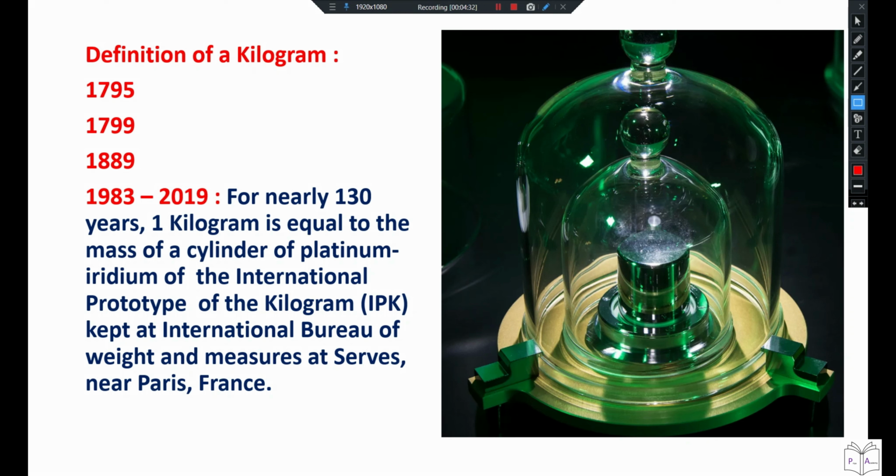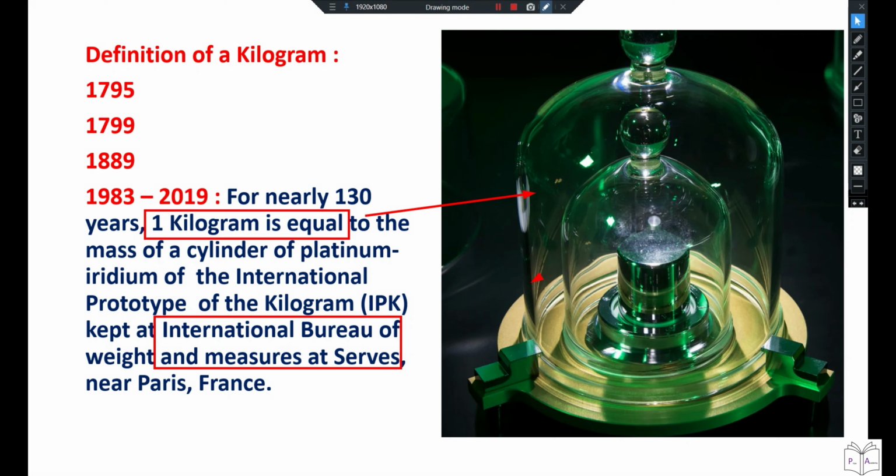Which means that 1 kilogram is equal to the mass of the cylinder shown in figure. Okay, where is this cylinder? This cylinder is preserved and present in International Bureau of Weights and Measures. Where is it? It is in Paris, France. That's the meaning.